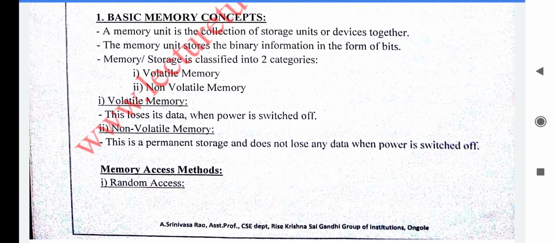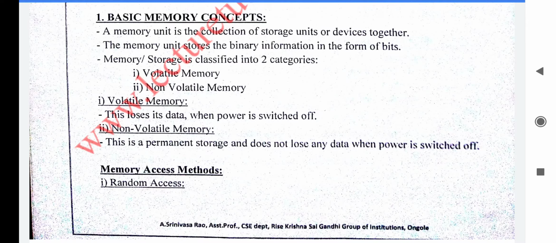Simply, a memory is capable of storing information for further use or future use. It is a collection of storage units, and we have to store the information in the memory in the form of bits. Whatever data you send is represented in the form of bits only. Here we have two types of memories, volatile memory and non-volatile memory.